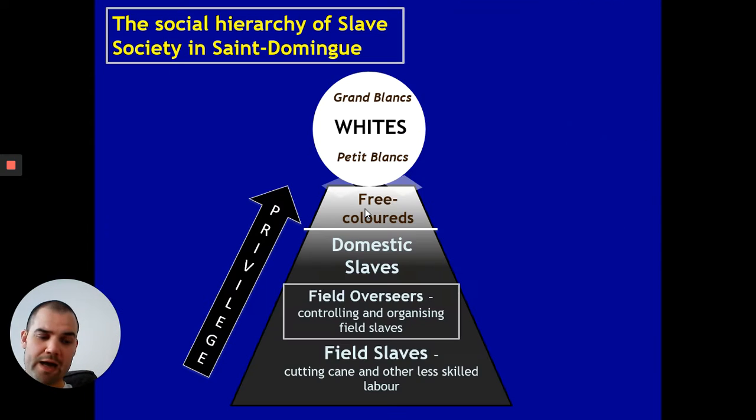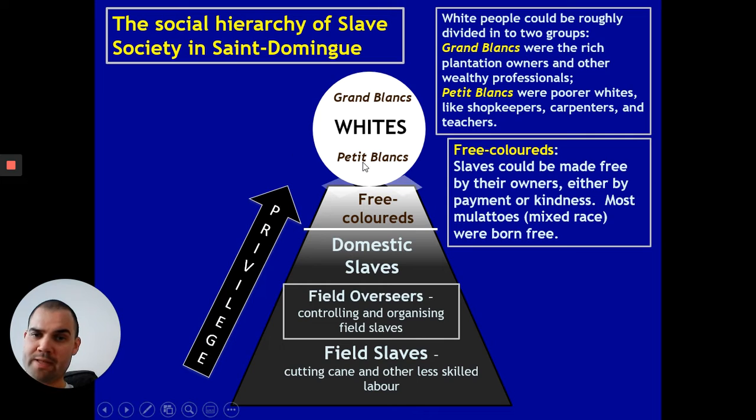And then above them, the white population can be really divided up into two main groups. You have the petit blancs, remember French petit means small. So these would be whites who were shopkeepers, carpenters, teachers. So not the big plantation owners, but they were white and they weren't enslavable. So they were more privileged than the African slaves were. And at the very top of the social hierarchy, you had the grand blancs. Remember, grand meaning large, okay, or big. So these were like the top rulers of the island, and they were the big owners of the plantations that owned most of the slaves. And it would include things like lawyers and doctors and the really wealthy professionals.